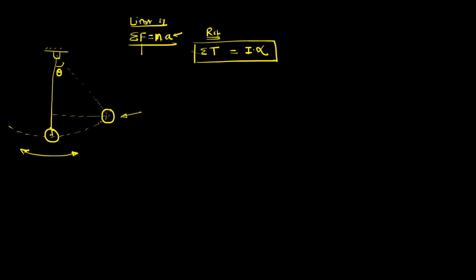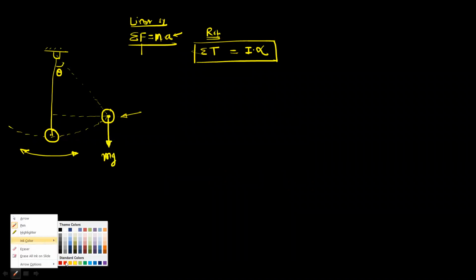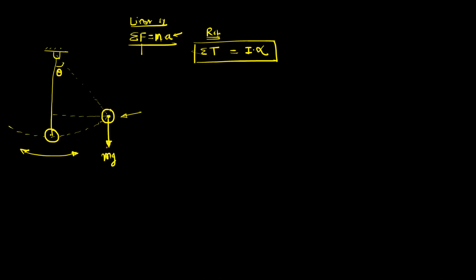Okay. So the force which is acting on this bob, this is the force due to gravity. So this is mg. So this force mg will try to pull this bob to its equilibrium position. So that will provide the restoring force.